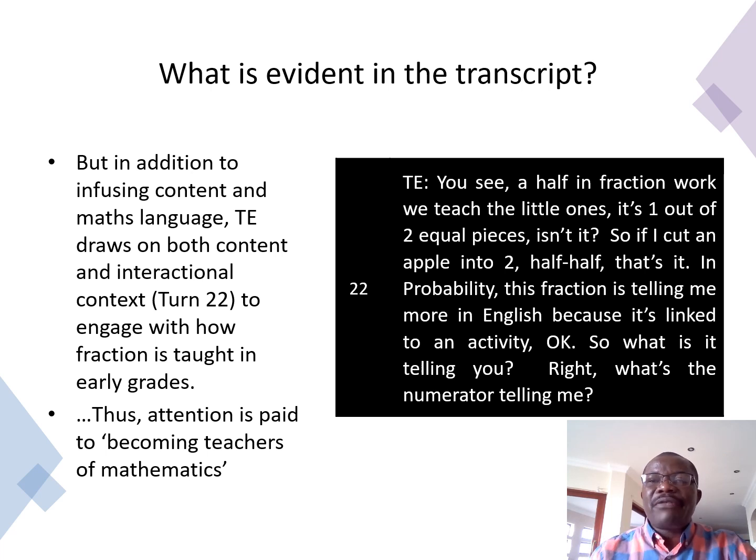You see, a half in fraction work we teach the little ones. It's 1 out of 2 equal pieces, isn't it? So if I cut an apple into 2, half, that's it, right? In probability, this fraction is telling me more in English because it links to an activity, okay? So what is it telling you, right? What is the numerator telling me?